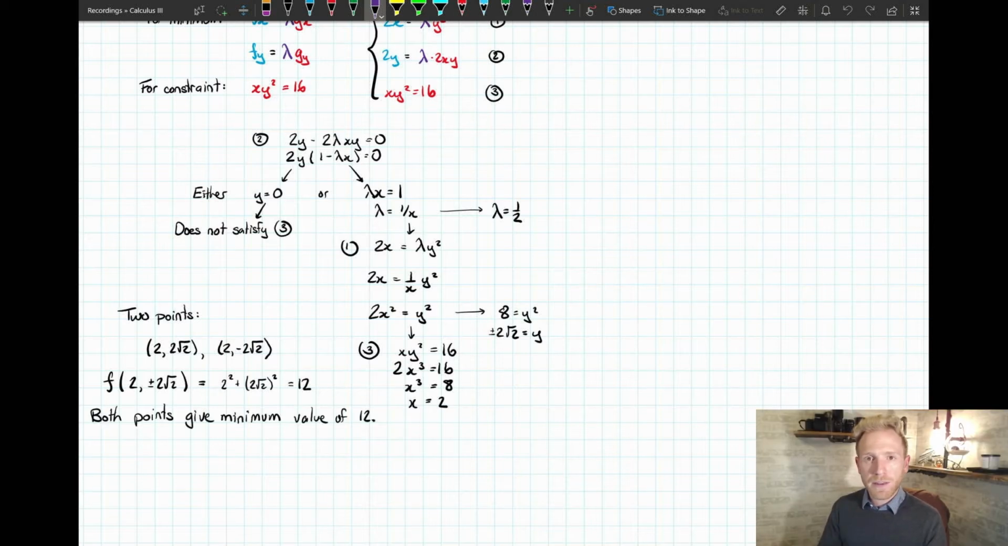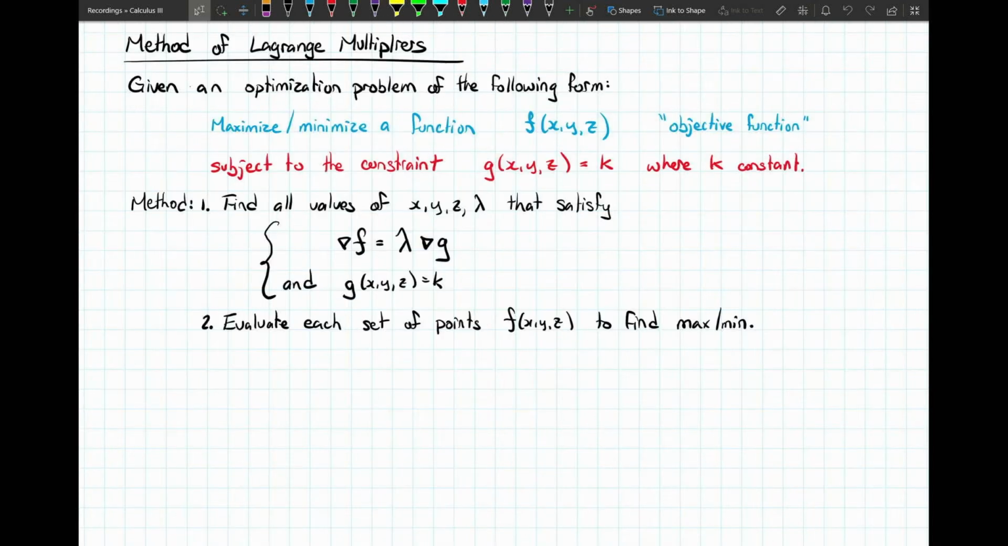All right, now that we've seen the method visually, let's actually write this just in terms of f and g being functions of multiple variables and see the particular process that we have to follow in order to find minimum and maximum values subject to some kind of constraint. For the method of Lagrange multipliers, we're going to be focusing solely on optimization problems where we are maximizing or minimizing a given function, and maybe let's say a function of 3 variables, f of x, y, z. We call that our objective function, and we'll have some kind of constraint of the form where g of x, y, z equals k, where k is a constant.